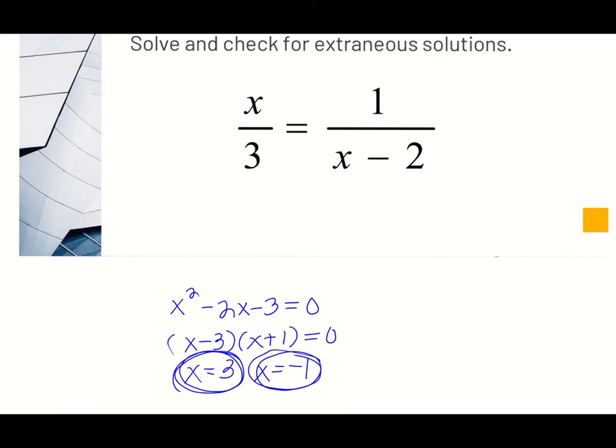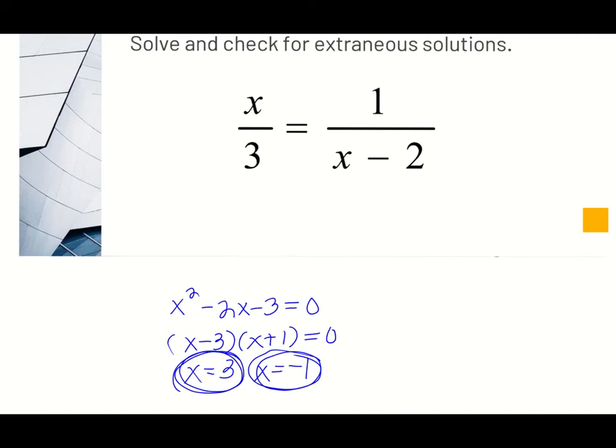All right, so hopefully you got 3 and -1, and they both are solutions because our domain restriction is x can't be 2. Well, 3 and -1 aren't 2, so they both work. And if you plug them back in, you should see 3 over 3 is 1. 1 equals 1 over 3 minus 2, which is 1 over 1. So 1 equals 1. That works. Plug in -1: -1/3 equals 1 over -1 minus 2, which is -1/3. So they both work when you plug them in.